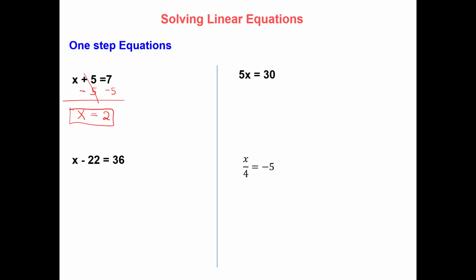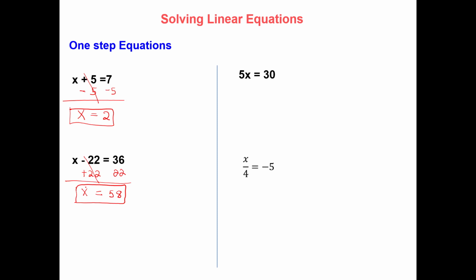Yes. Then if we had x minus 22 equal to 36, what we have to do to solve for x, to get x by itself, is add 22 on both sides. Then we have x here. Yes, we need to add the numbers, then it will be 58. And the x value in this case will be 58, just one step.